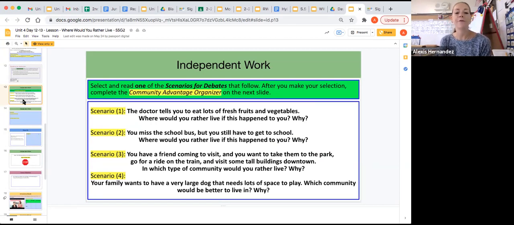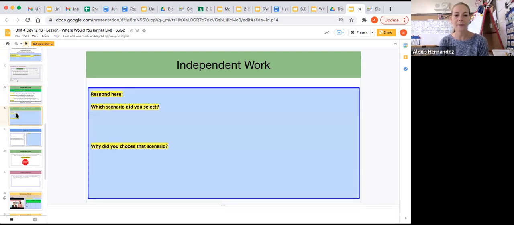So for example, if you miss the school bus but you still have to get to school, what kind of community would you like to live in, or would it be more beneficial to live in if that scenario happened to you, and why? So the students are asked to pick a scenario, answer why they would live in that type of community, and then just discuss why they chose that scenario.